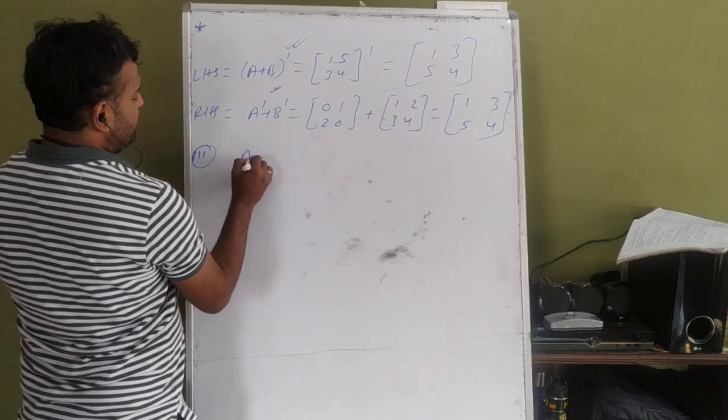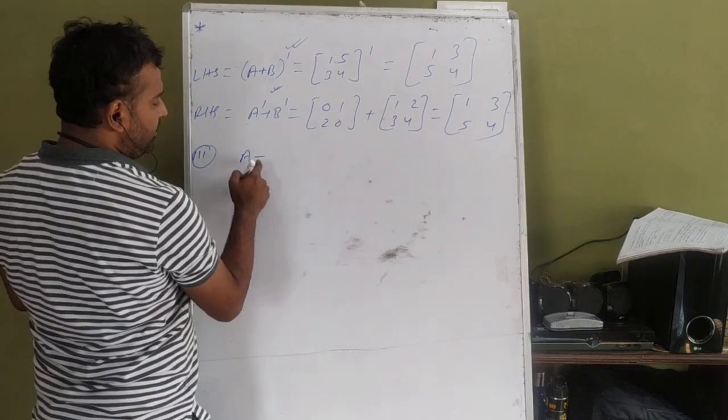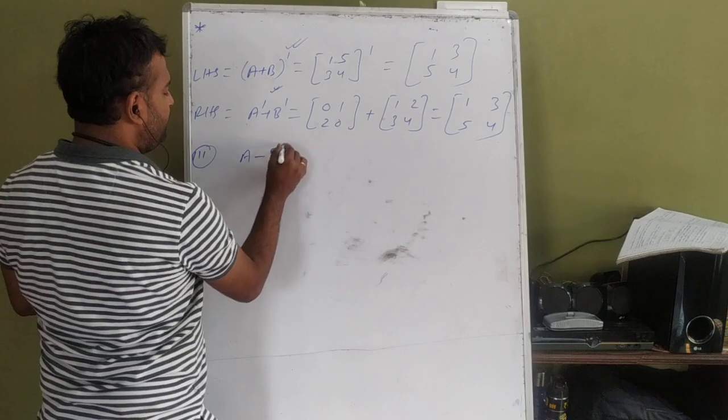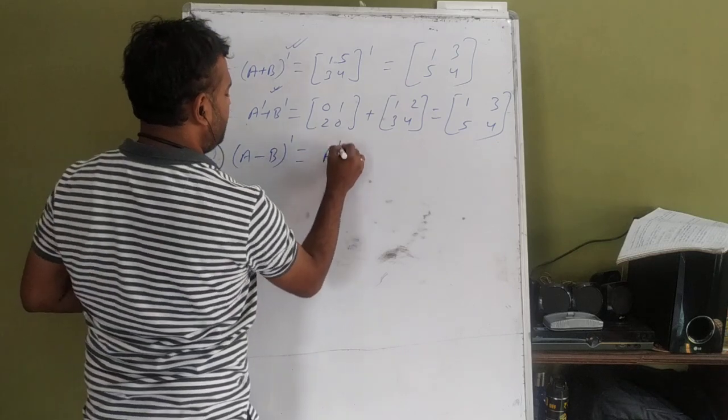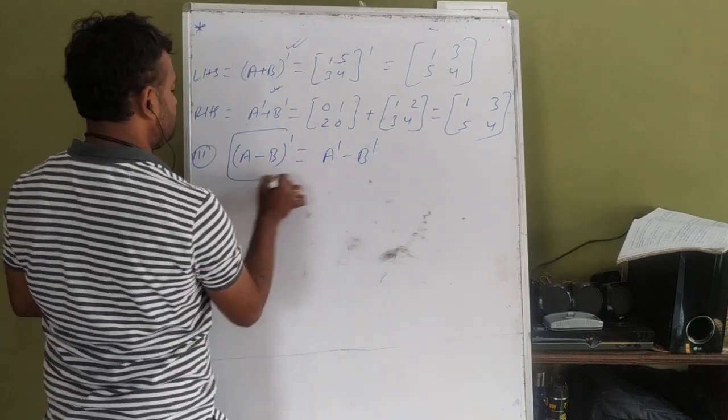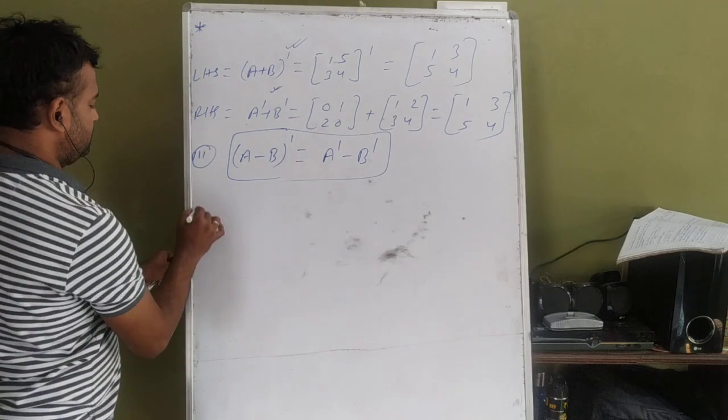The third can be easily stated like this: (A plus B) whole transpose, now (A minus B) whole transpose, then A transpose minus B transpose. This thing is the fourth one.